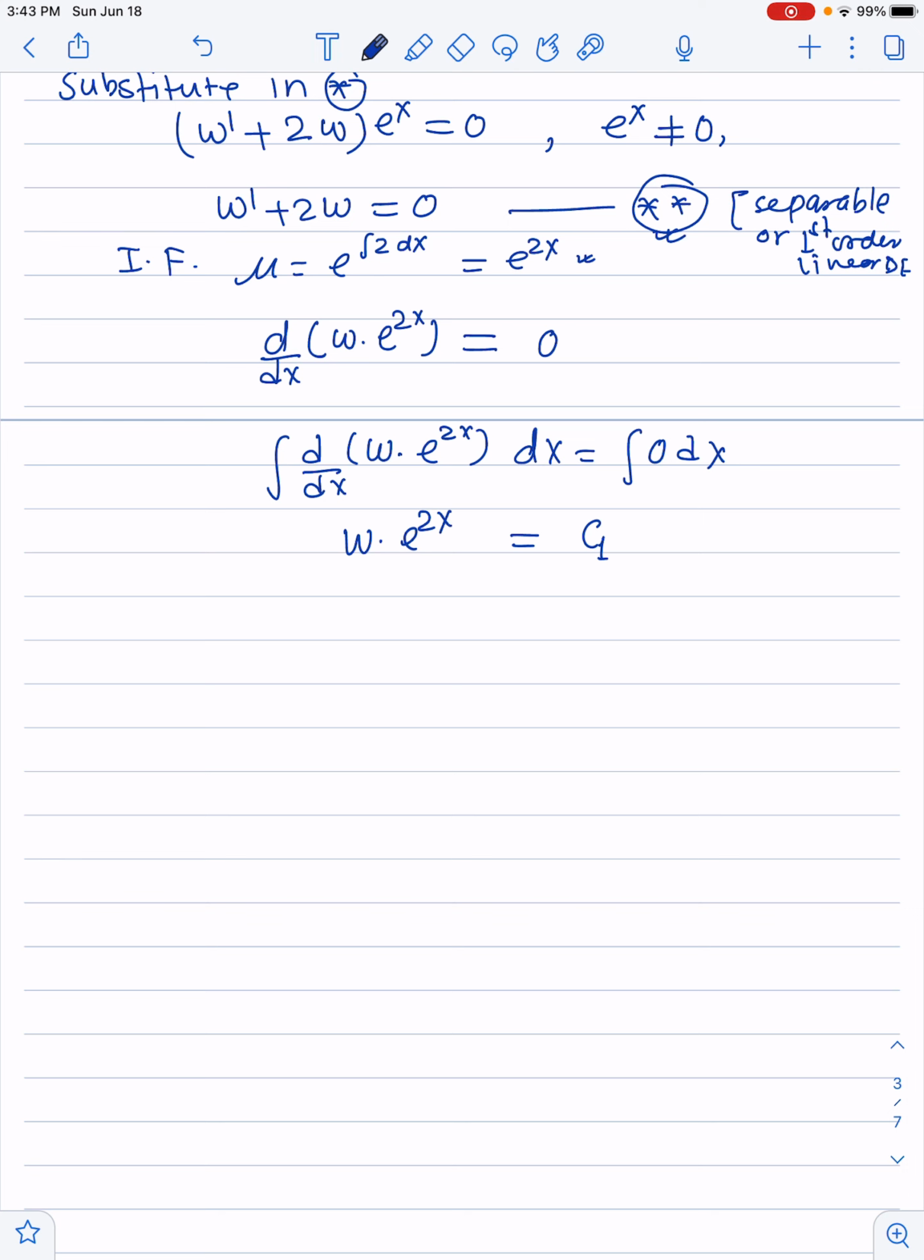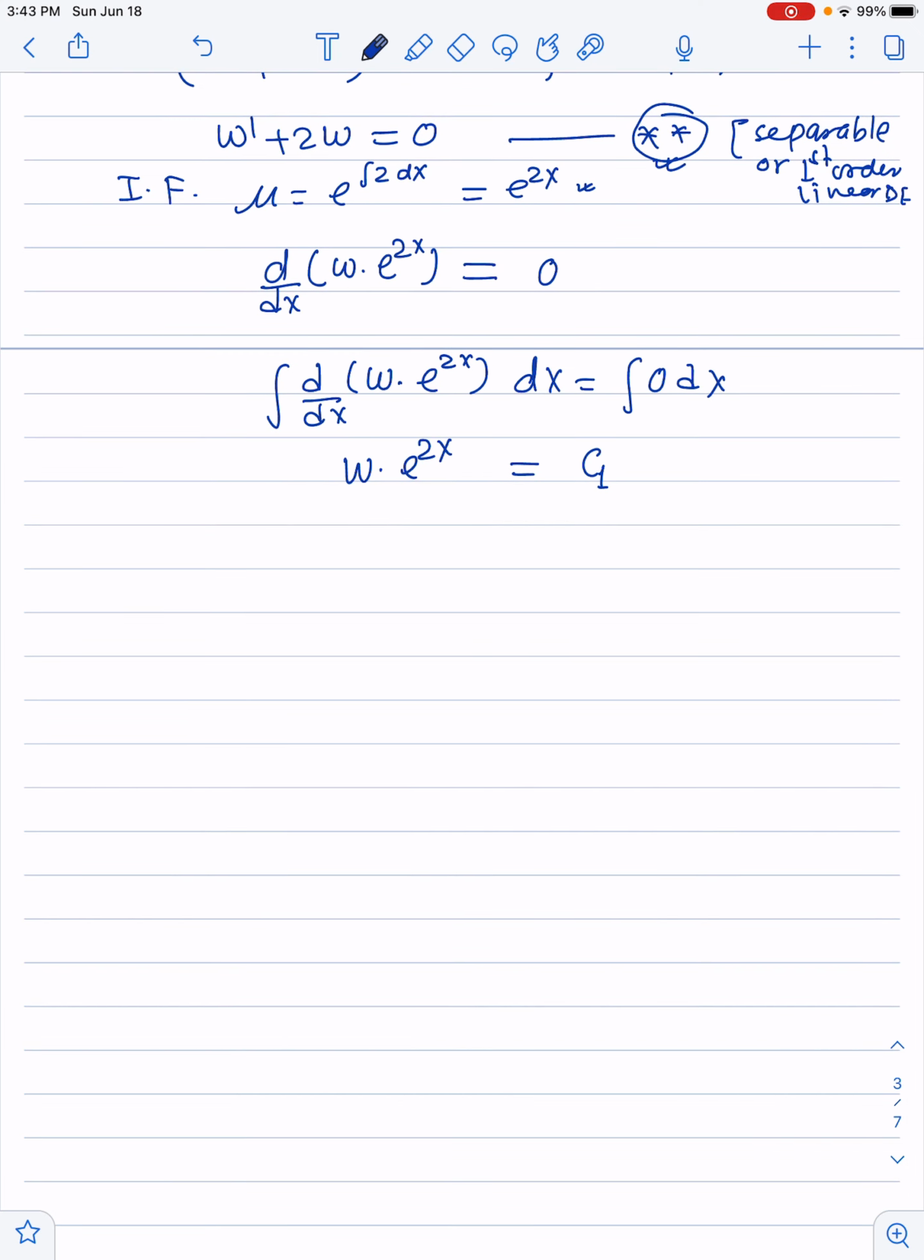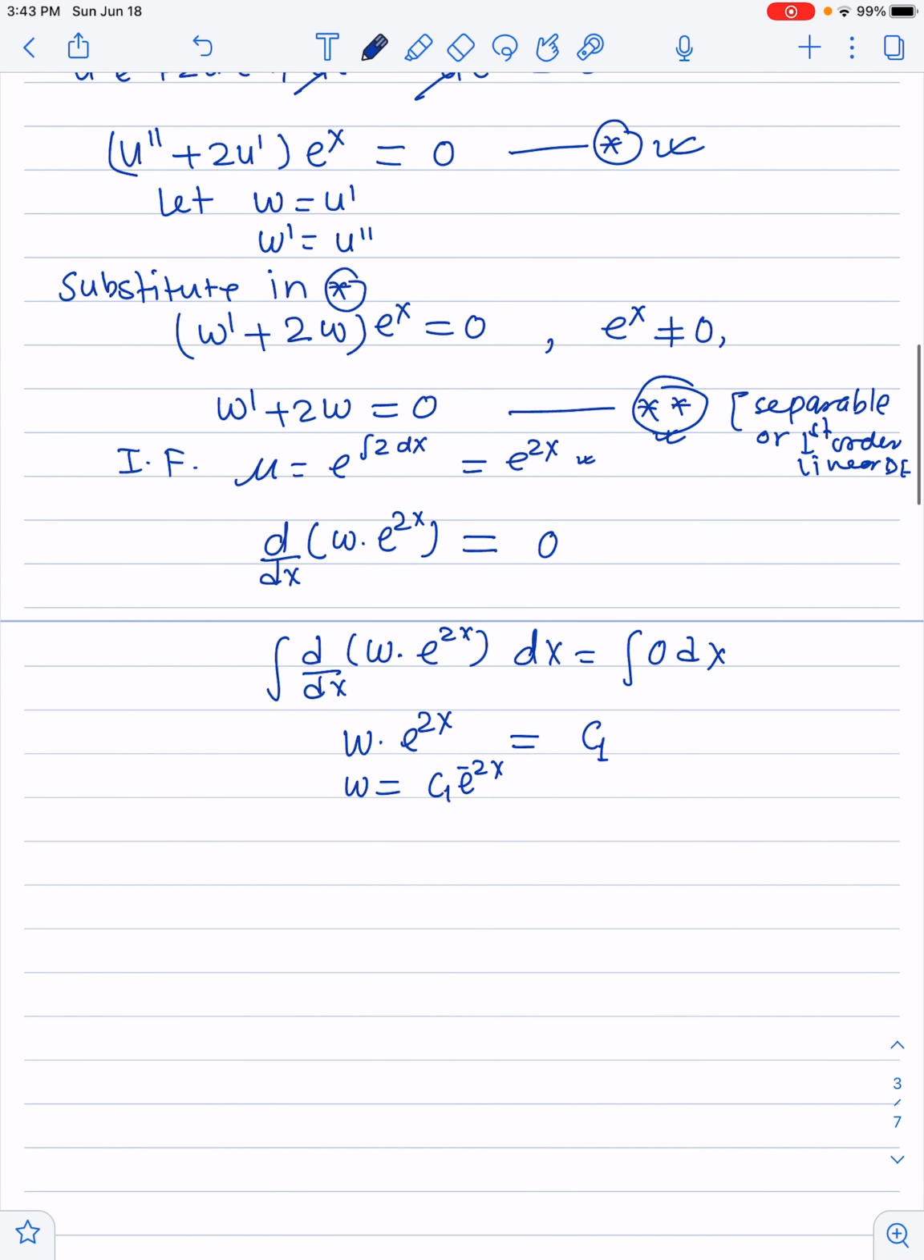Alright, now we can divide both sides by e to the 2x to get the value of w, which is c1 over e to the 2x, which can be written as c1 e to the negative 2x. So that's w. Now we need to return the value of w. So substitute back.